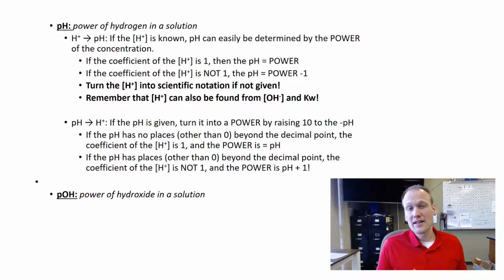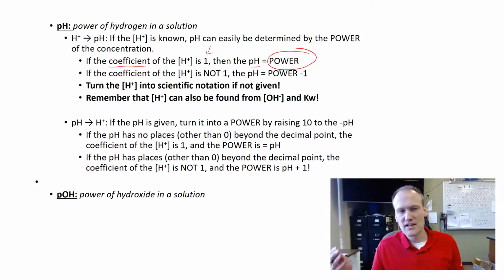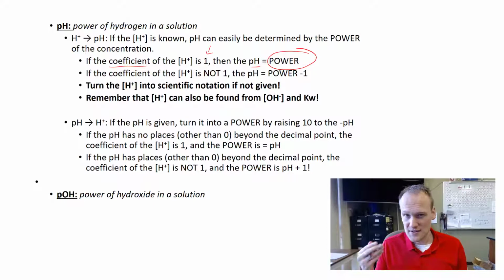So now that we know how to calculate the concentration of H plus ions and OH negative ions, how do we apply those concentrations to pH? pH is the power of hydrogen in a solution. So if we know the H plus, that means we can easily determine the pH from that. So if the coefficient is 1, then the pH is just the power. So if you have something that's 1 times 10 to the negative 7th, that means the pH is 7.